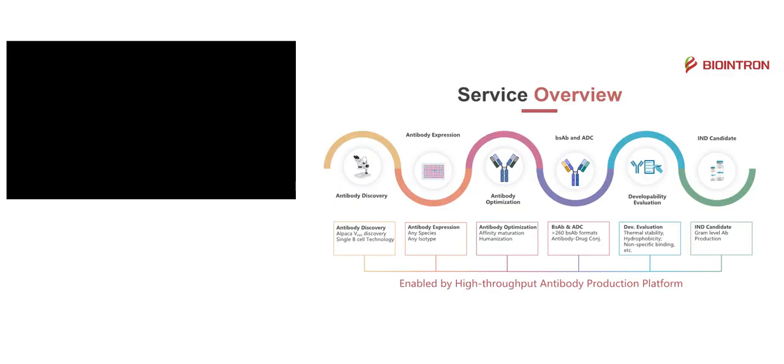And so we have antibody discovery service for alpaca and single B cell technology, expression, optimization, including affinity modulation, harmonization, and bispecific antibody production. We have produced more than 260 different formats, and we have antibody drug conjugate service, and also developability evaluation, including, as I just mentioned, thermostability, hydrophobicity, non-specific binding, and also gram-level antibody production.